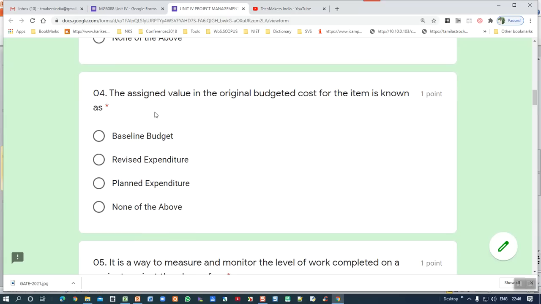Next question, the assigned value in the original budget cost for the item is known as, what is that? The assigned value in the original budget cost is called baseline budget. I told you earlier.